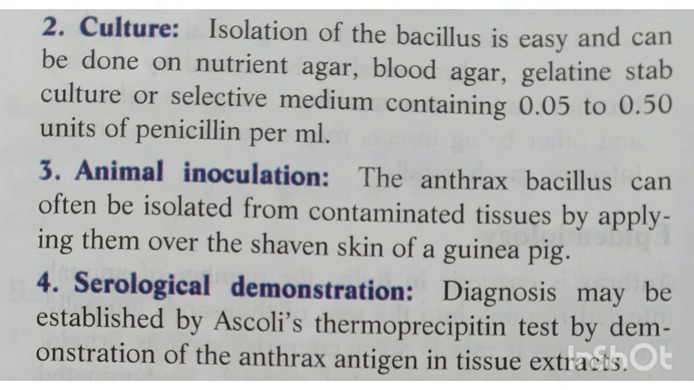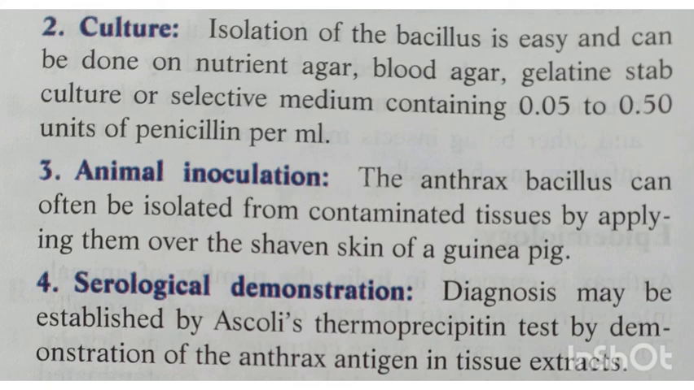Here Bacillus anthracis can be grown in nutrient agar, blood agar, gelatin stab, selective media like PLET media or media containing penicillin, etc. We already discussed that in cultural characteristics, right? So isolation of the bacillus is easy and can be done on ordinary media itself.